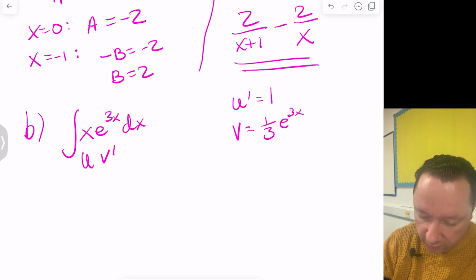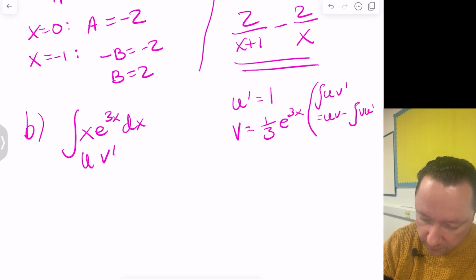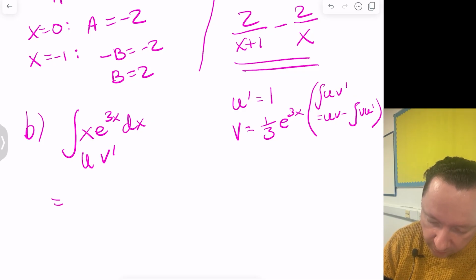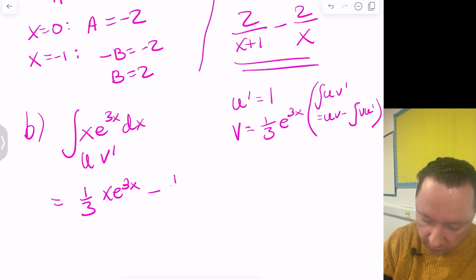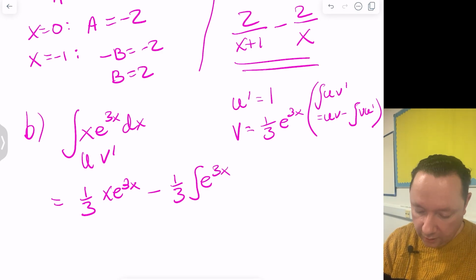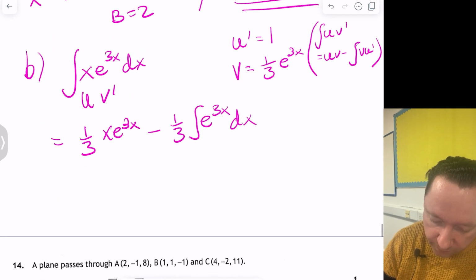And just a reminder of your formula, the integral of uv dash equals uv minus the integral of vu dash. So that gives us uv, so x times a third, so a third x e to the 3x minus the integral of vu dash, well v is a third, so I'll take the third out, times the integral of e to the 3x, and u dash is 1. So you get it simplified to there quite quick.